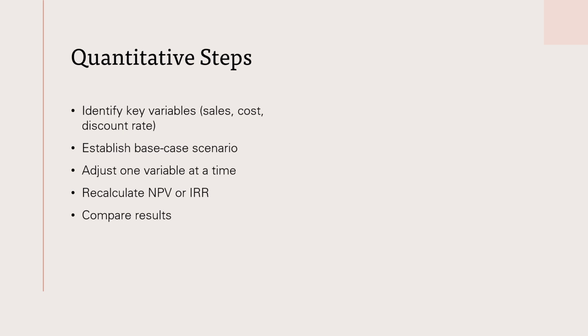Conducting sensitivity analysis involves a structured step-by-step process. First, key variables are identified. These typically include sales volume, pricing, operating costs, and the discount rate. Next, a base case scenario is established using the most likely assumptions. From there, one variable is adjusted at a time, usually by a fixed percentage, such as plus or minus 10%. After each adjustment, the net present value or internal rate of return is recalculated. The results are then compared to the base case. The variables that cause the largest change in outcomes represent the greatest source of risk, and they should be prioritized in decision making.